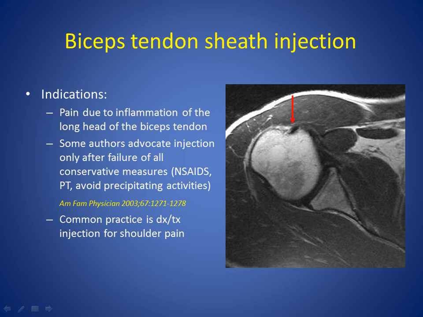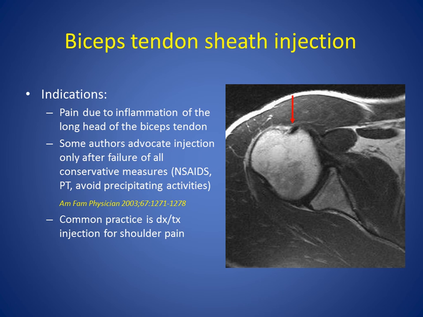Okay, so here's the first thing we're going to talk about: the biceps tendon sheath injection. When do we do this? Typical indications for biceps tendon sheath injection include pain due to inflammation of the biceps tendon. Basically, some authors would advocate only performing a biceps tendon sheath injection after failure of all conservative measures.